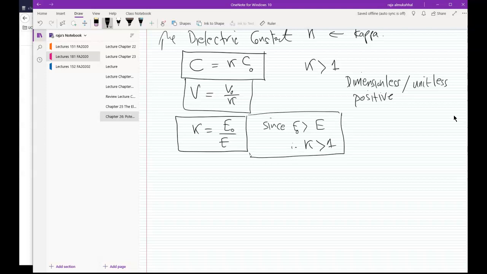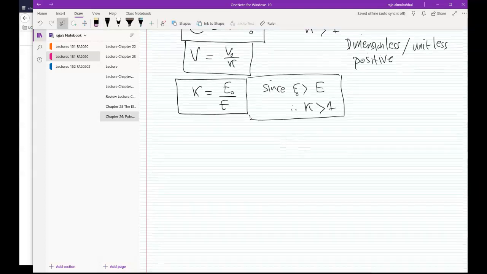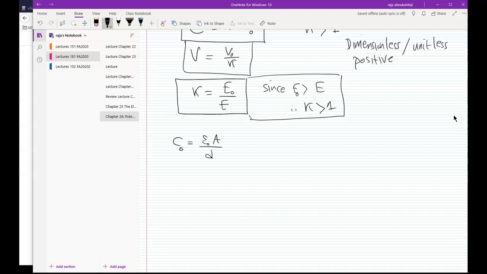Okay. Here's another thing. We said that the capacitance C naught of the parallel plate capacitor is equal to epsilon naught A over D. So what is the capacitance of the parallel plate capacitor with a dielectric? We know that C is equal to kappa C naught, so therefore C is equal to epsilon naught kappa A over D. There we go. Got it? Okay.